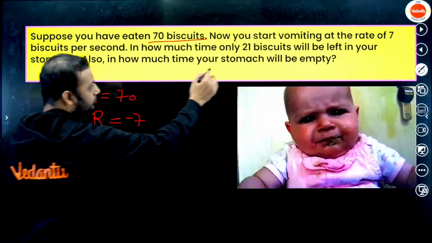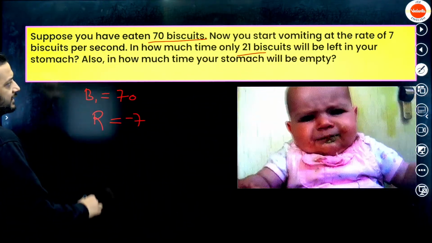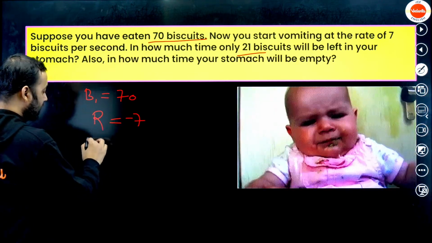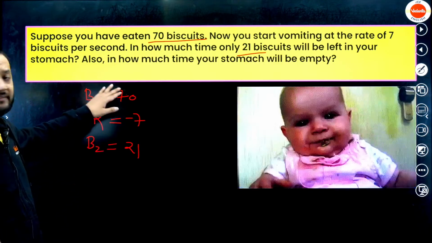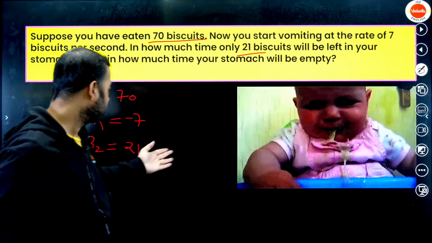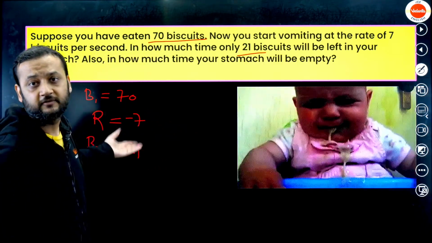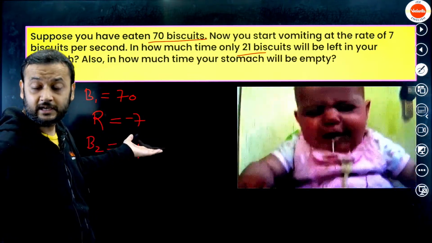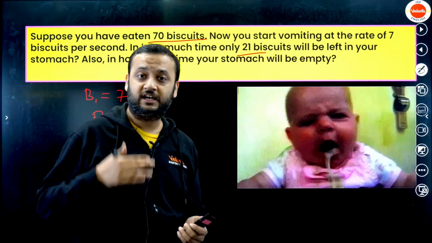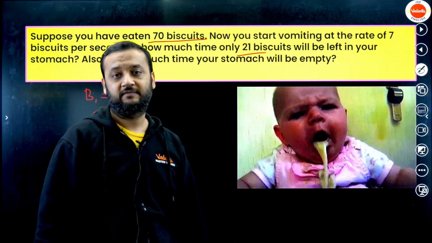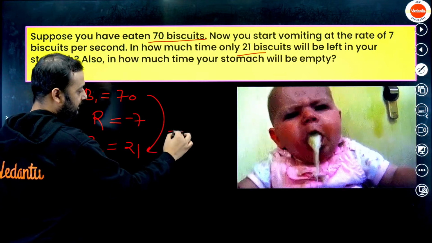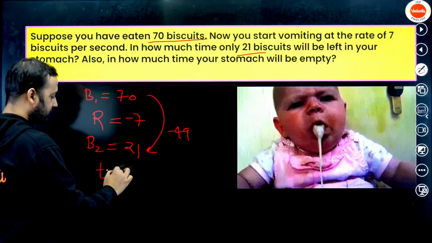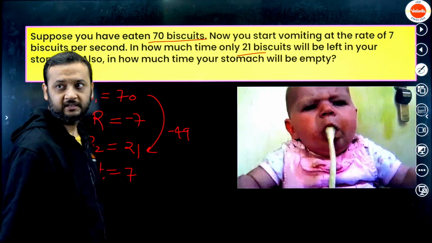Now in how much time will only 21 biscuits be left inside your stomach? 70 was the starting value of biscuits, 21 is left. How many biscuits have decreased? 49. What is the rate at which biscuits are being lost? 7. So in how much time, guys? We can simply say that you have lost 49 biscuits, so how much time? 7 seconds. Yes or no?